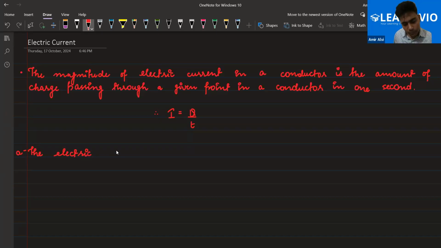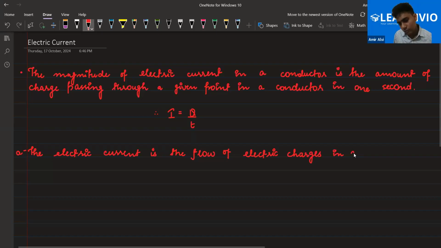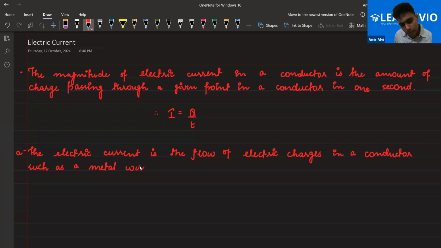Electric current: the flow of electric charge in a conductor such as metal wire. Please do let me know everyone if it's clear to you or not.